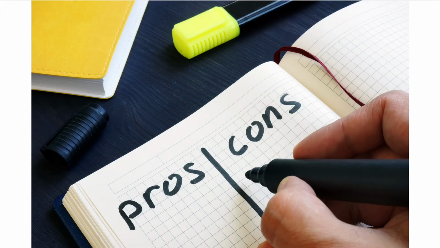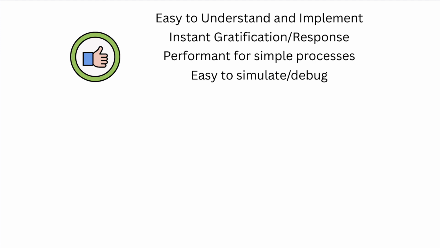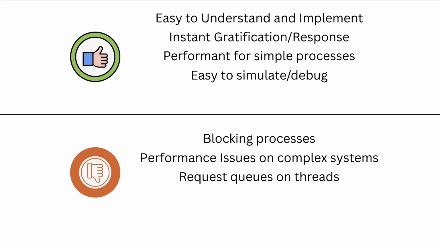Now, let's weigh the pros and cons. Synchronous communication is relatively easy to understand and implement, especially for simple tasks. It's great for situations where you need an immediate response, like retrieving data from a database or performing a quick calculation. However, it can lead to performance issues in complex systems, as one slow process can block all other processes. Imagine a website where every request has to wait in line behind every other request. That's a recipe for a terrible user experience.